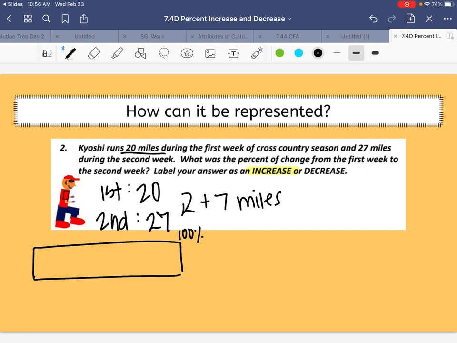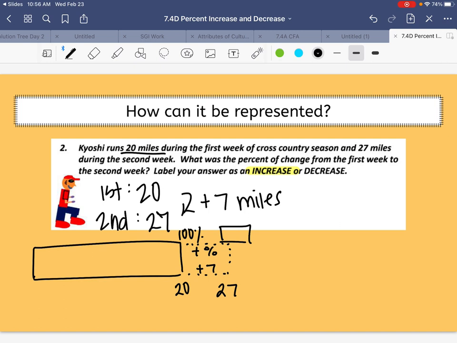And I know that my original whole was 20 miles. But we added on 7 miles. So I added 7 miles to get to 27 miles. And now I want to know what percent I added. So I'm looking for the percent that I increased. If I changed by 7, I need to find what 7 out of 20 is.